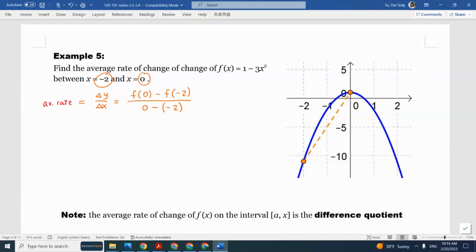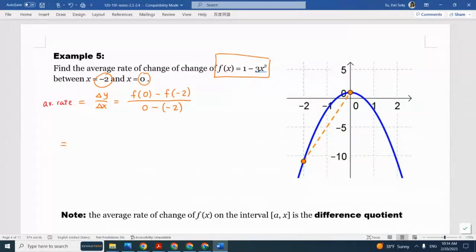Yeah, this is -2, and we don't know this number. And then the second point is when x is 0. So change of y over change of x. So f of the second point, 0, minus f of the first point, -2, over change in x. So 0, the second point, minus -2. And then what is f of 0? Well, you look at the formula, f of x. f of 0 is replace x by 0.